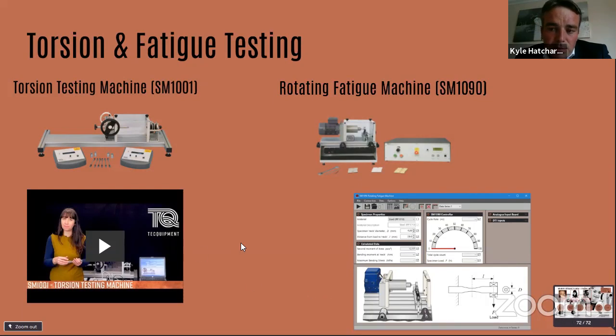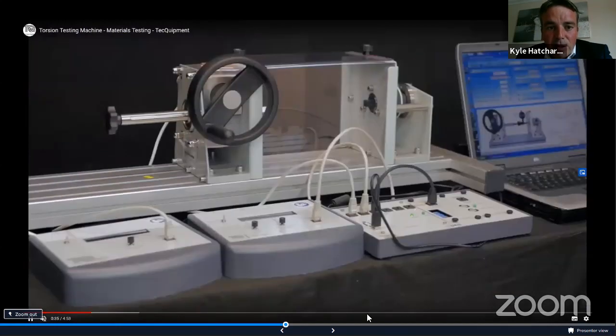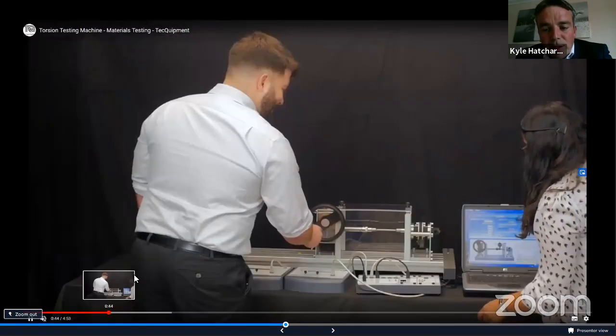Good, so torsion now. Moving on to torsion testing. This again is quite a straightforward piece of equipment, and again you can take specimens to destruction, nice and safely for the students, and it allows you to calculate the second moment of area, polar moment of inertia, and really get an idea of the effects of torsion.